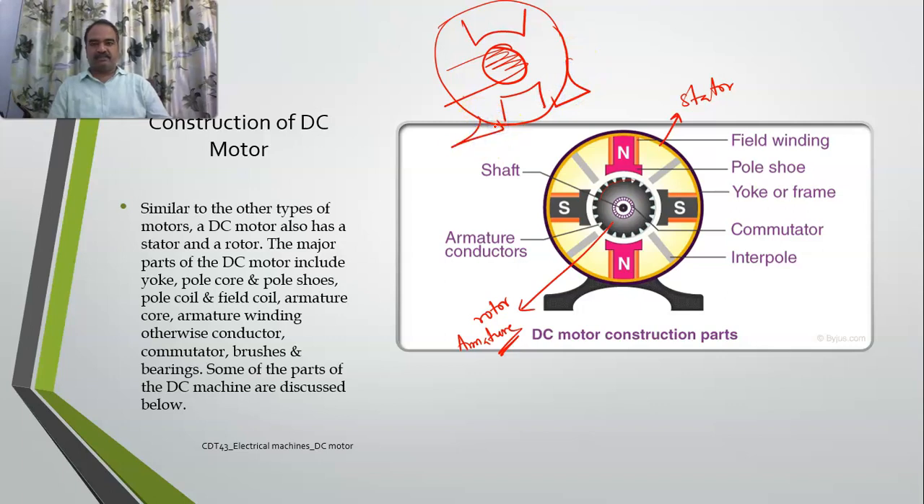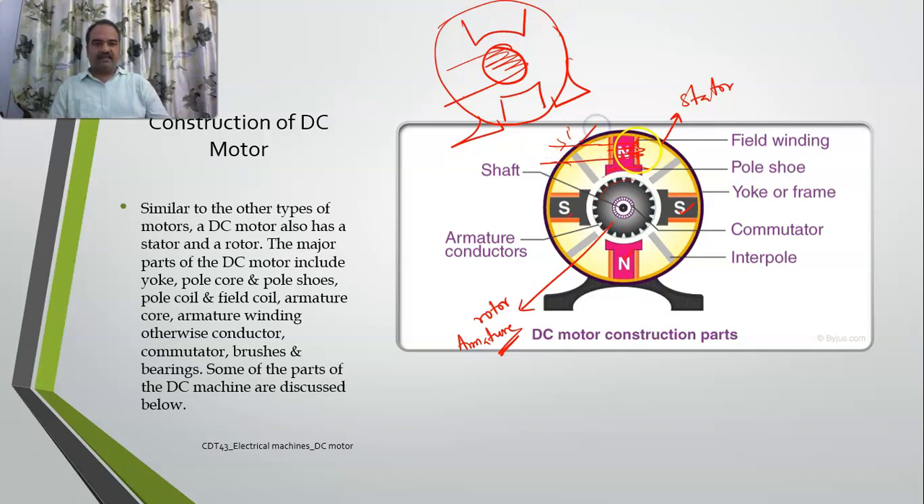this is my simple construction. These are the poles, north, south, north, south. Two pairs of poles are present here. And see, this is your pole core and this is your shoe. The shoe is shaped a little like a shoe, so that it gets an enlarged space and can cover the maximum periphery of this rotor. And over this you will have the field winding. These will be given some current so that it behaves as an electromagnet.